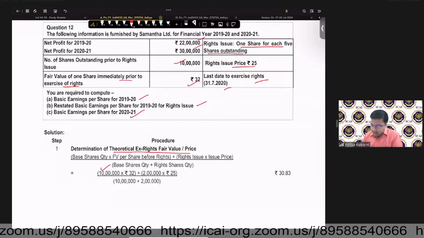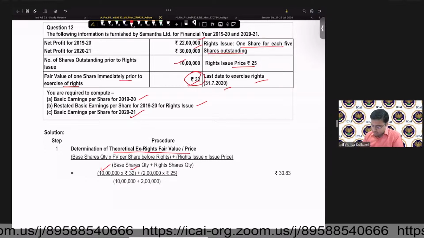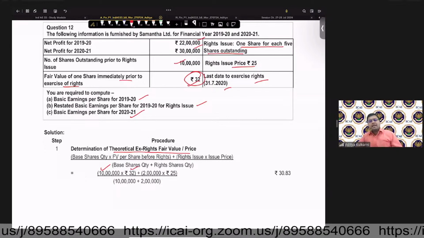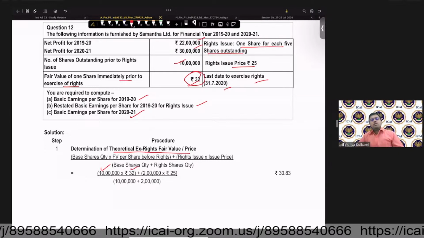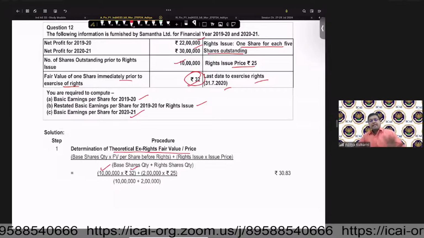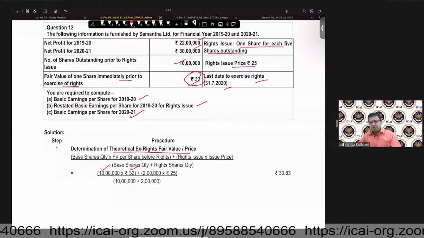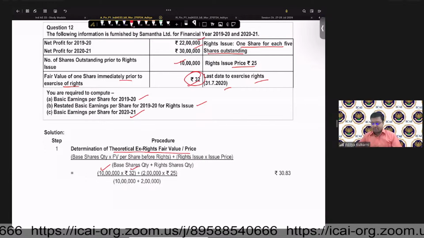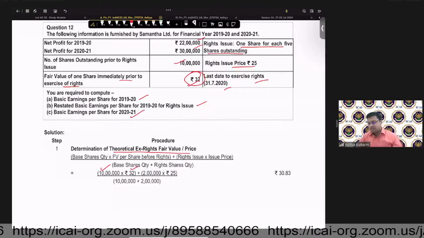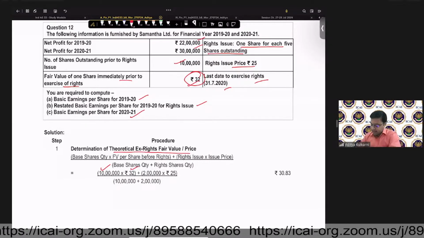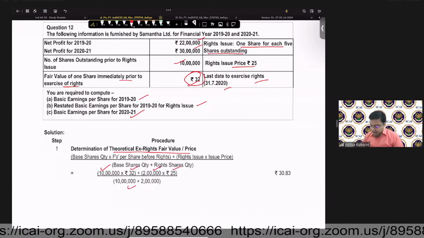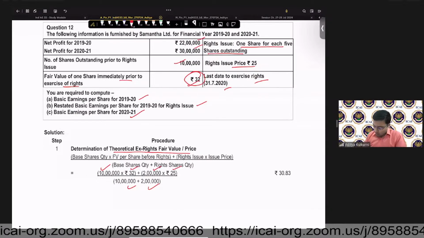What is the market value? This is 32. Against 5 shares of 32 each, I am issuing how many shares? I am issuing 1 share of 25. So against 10 lakh shares, I am issuing 2 lakh shares at 25, divided by 10 plus 2.